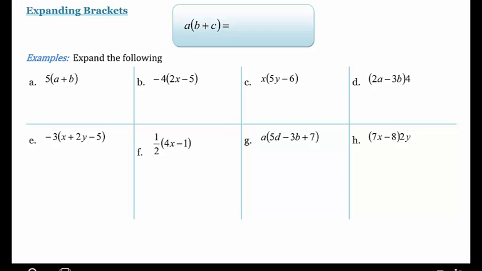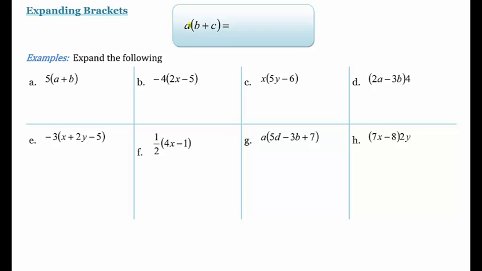And when we're looking at brackets, what it's actually saying is this A at the front is multiplied by everything inside the bracket. So in order to do that, we go A times B, and A times B is AB, and then we go A times positive C. Always take the sign in front. Okay, so A times positive C is positive AC.